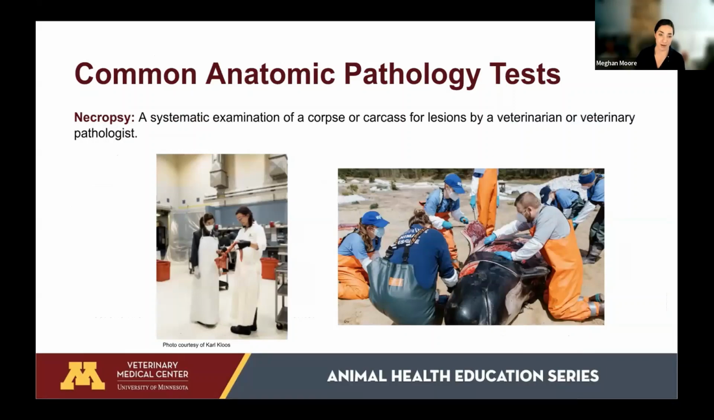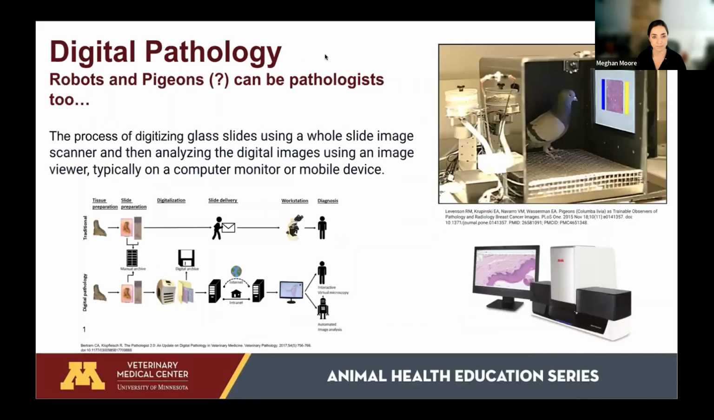So the other thing that anatomic pathologists do are necropsies. In the unfortunate event that your animal has died or you chose to euthanize and you want to find out more information, anatomic pathologists also perform necropsies, which are essentially autopsies of your animal to try to find answers.